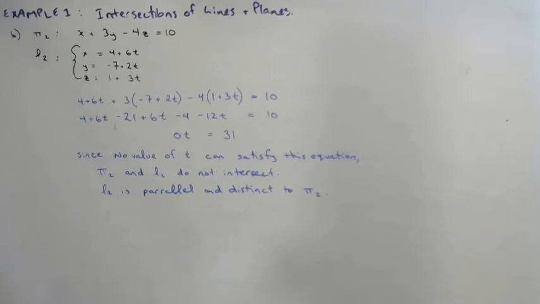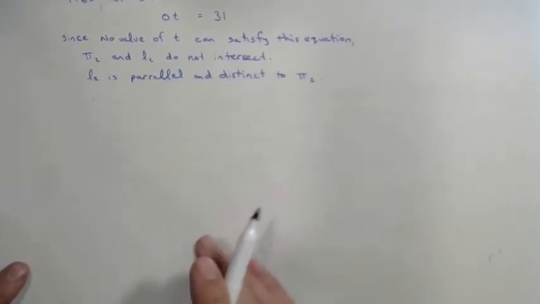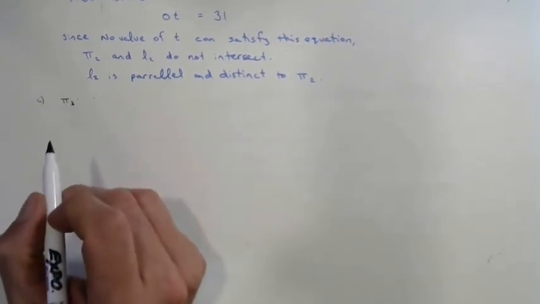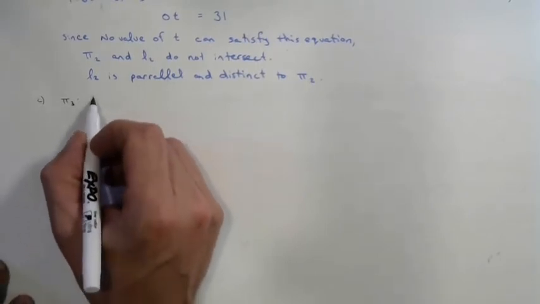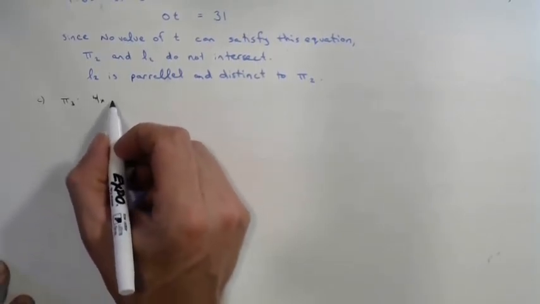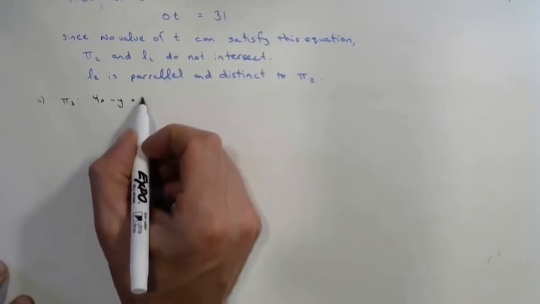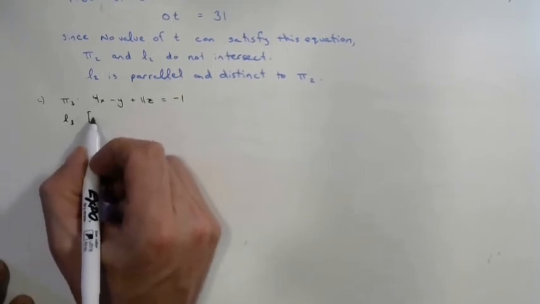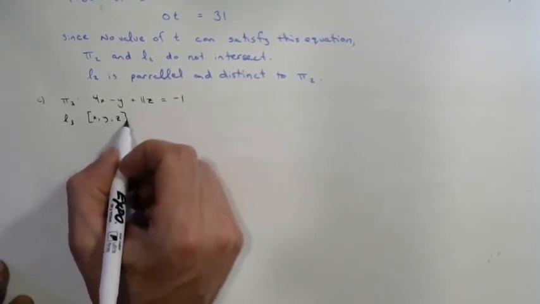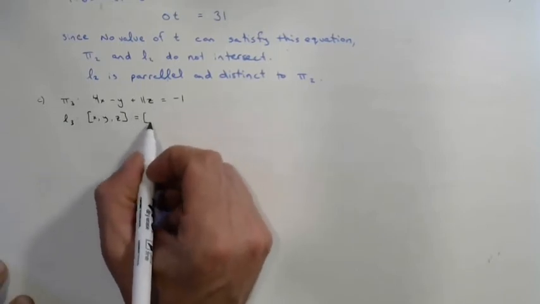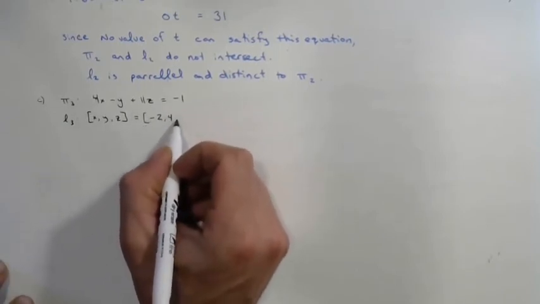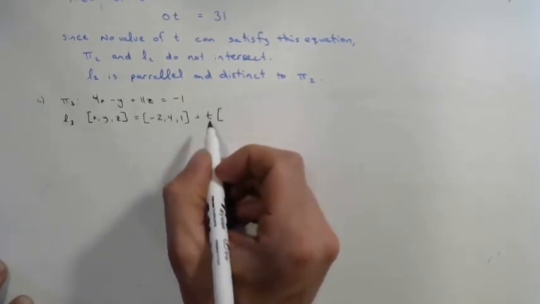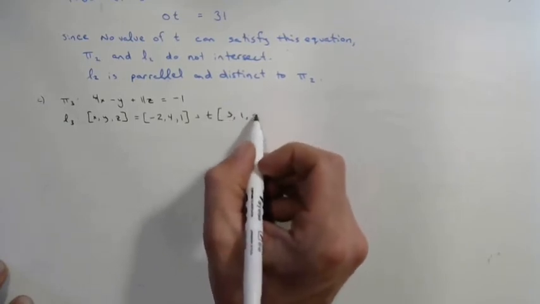All right, I'm going to fit C on here as well. C, we're given the plane 3, which is 4x minus y plus 11z equals negative 1. And this time we're given our line 3 in vector form. It's x, y, z is equal to the position vector negative 2, 4, 1 plus some scalar multiple of our direction vector 3, 1, negative 1.